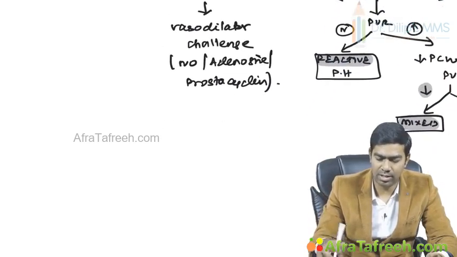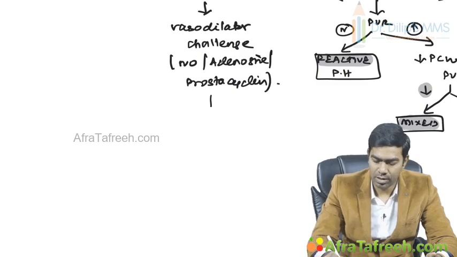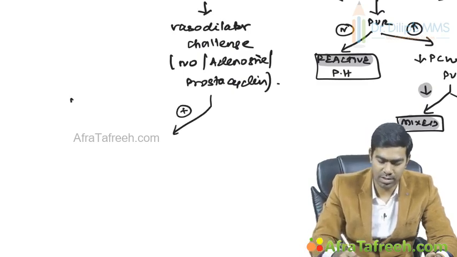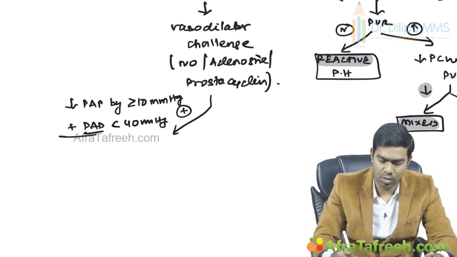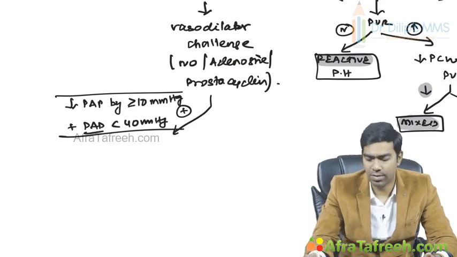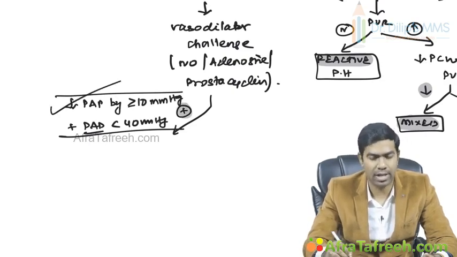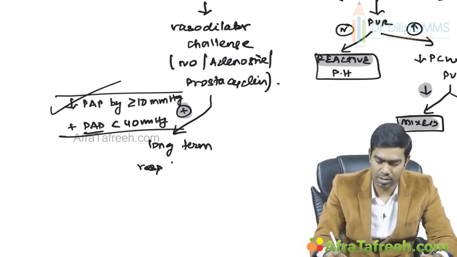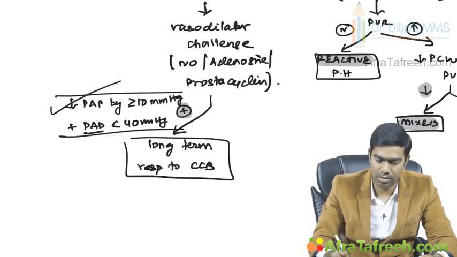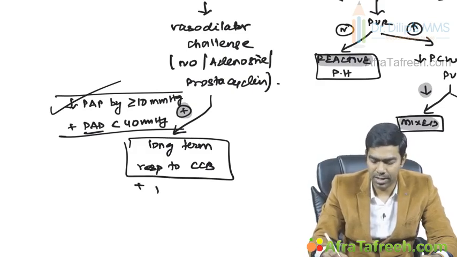Suppose giving these vasodilators results in a positive test. What do you mean by positive test? Reduction in the pulmonary artery pressure by at least more than or equal to 10 millimeters of mercury, plus the pulmonary artery pressure becoming less than 40 millimeters of mercury overall. So, this is considered to be the positive test. If they are responding to this vasodilator challenge and this criteria is fulfilled, definitely these patients will have a long-term response to calcium channel blockers. That's the idea. At the same time, they have a reasonably good prognosis. Survival will be a little bit high.